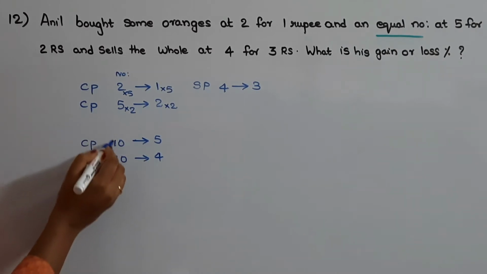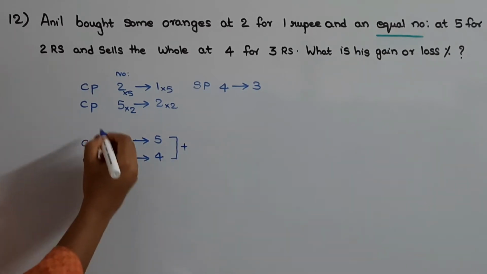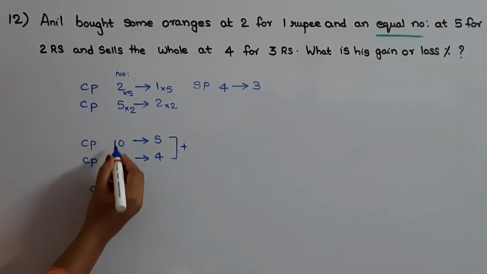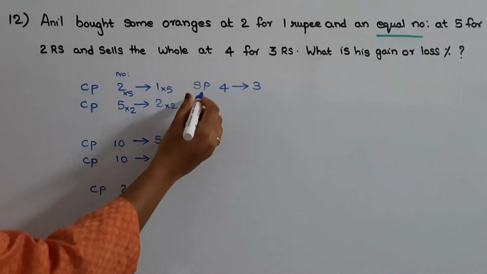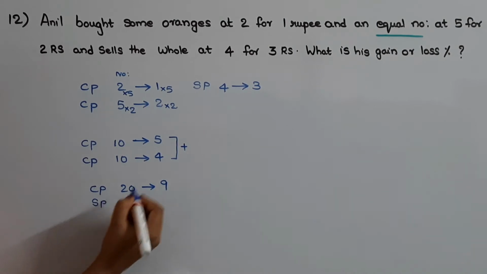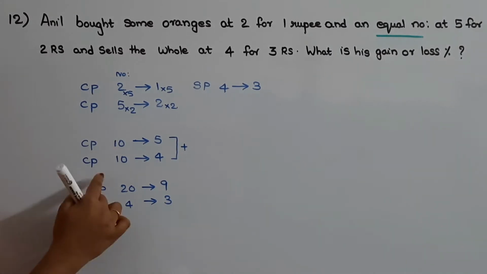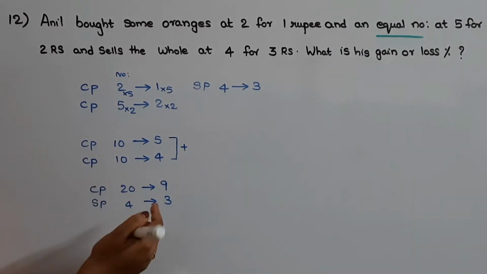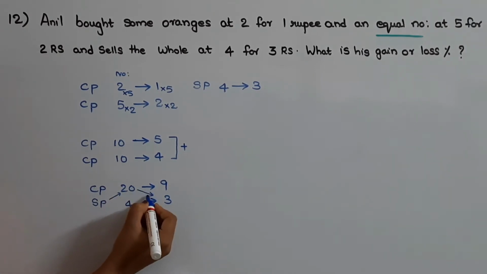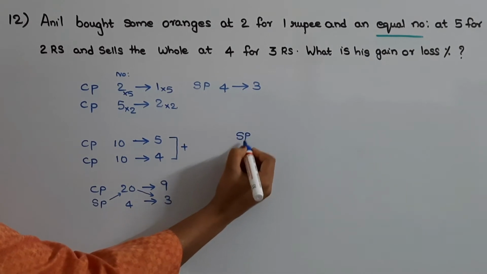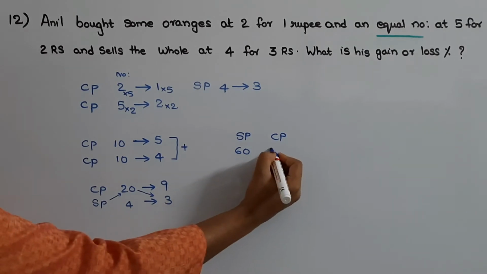Now we have made the number of oranges same. Now we can add this both. So on adding this both we will get the cost price of 20 oranges as rupees 9. And here it is given that the selling price of 4 oranges is rupees 3. Now from this we can find out the selling price and cost price by cross multiplying. So the selling price will be equal to 20 into 3, that is 60, and the cost price will be equal to 4 into 9, that is 36.